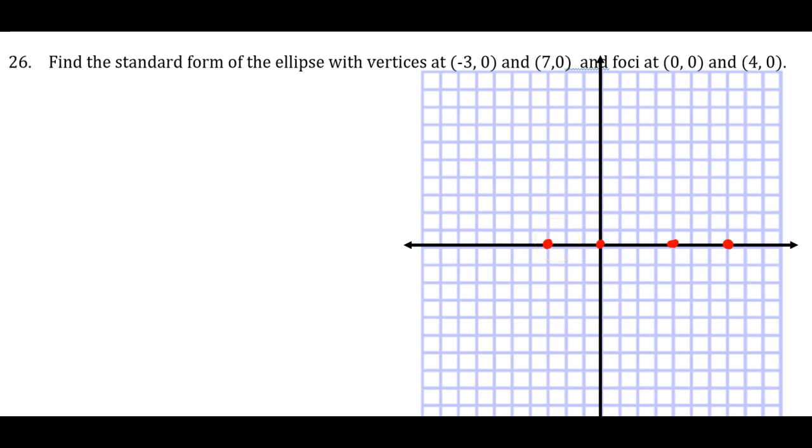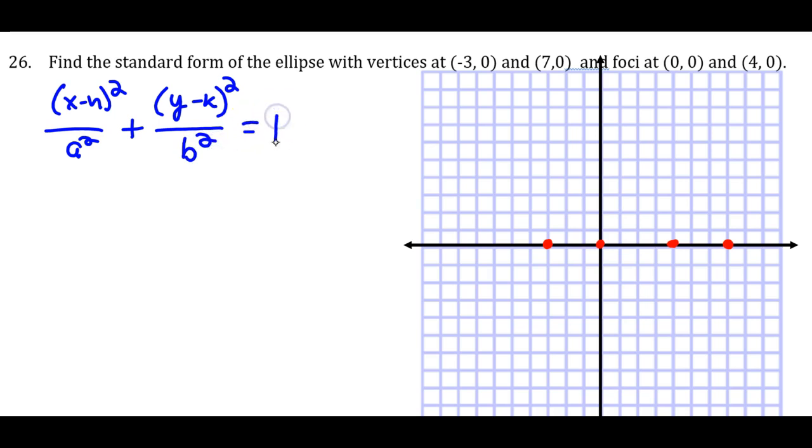Now remember, the standard form for this looks like we're going to have a major horizontal axis here. So for the major horizontal axis, we're going to have x minus h squared over a squared plus y minus k squared over b squared is equal to 1. The only difference is if it were going vertically, you would put the a squared underneath the y minus k part.